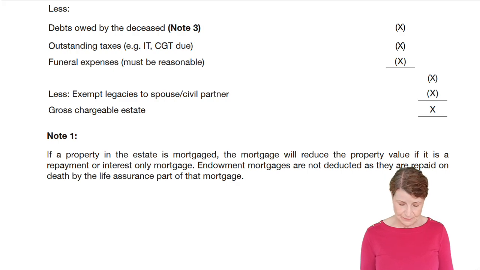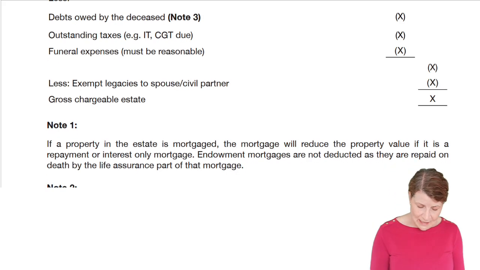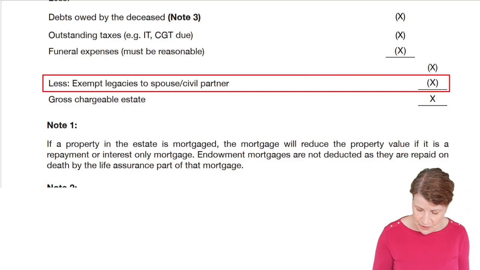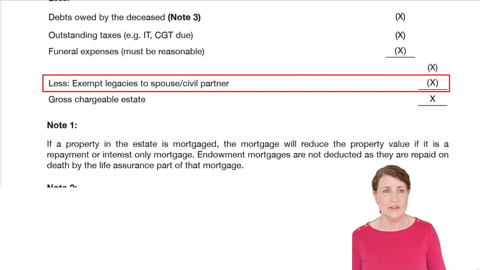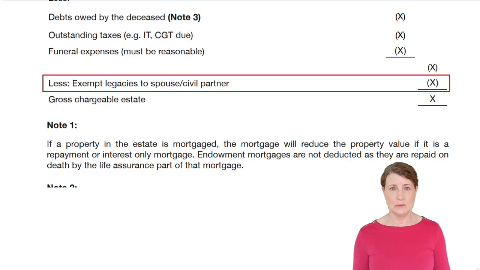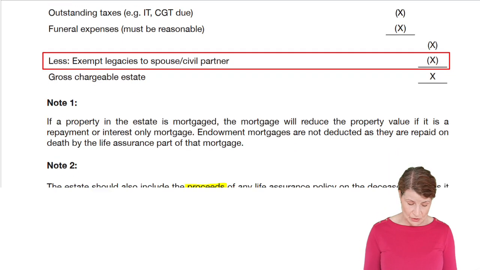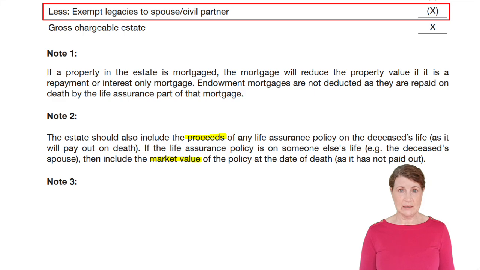Now, the only exemption, say, you're going to get in your death estate is your spouse. So if you leave everything to your spouse, then obviously it wipes everything out and therefore there's nothing left to charge to tax. But what you get in exam questions generally is just some of the estate being left to the spouse. So whatever we've left, we can deduct right at the bottom, and that gives us our gross chargeable estate after the spouse exemption.